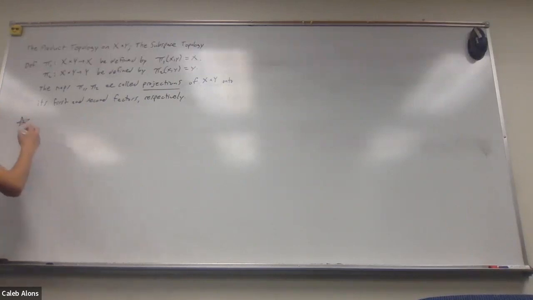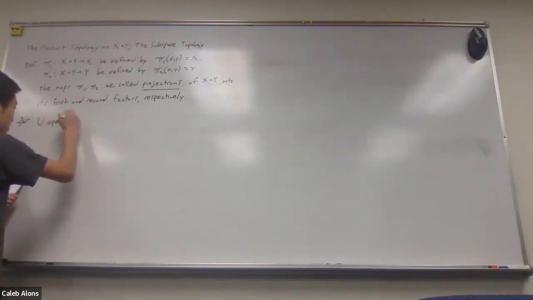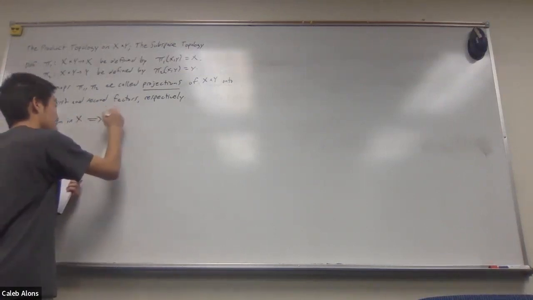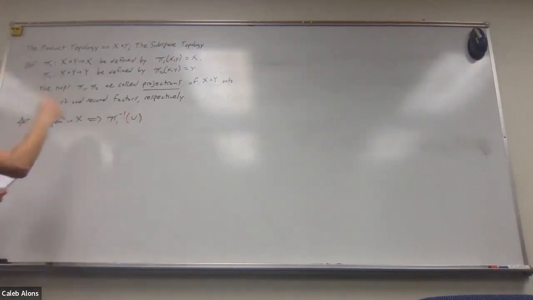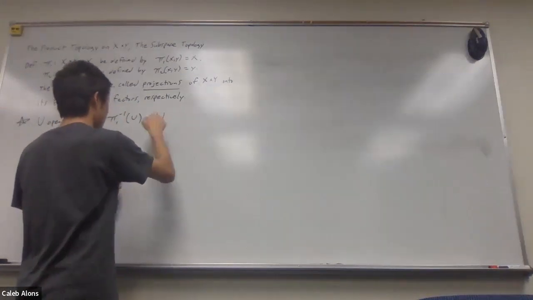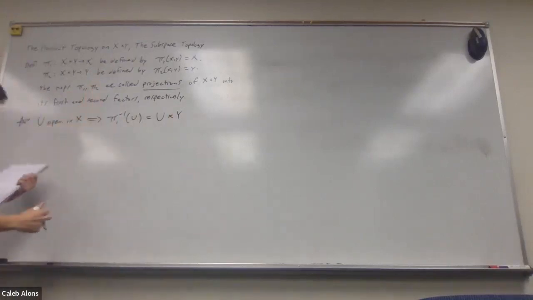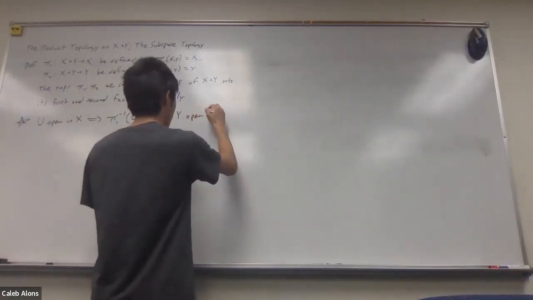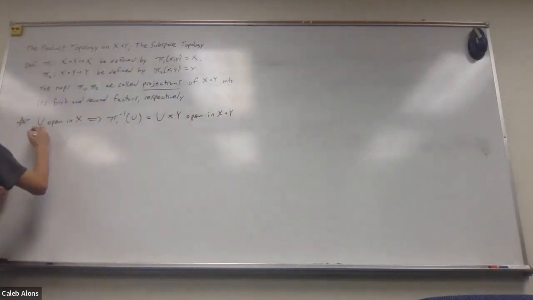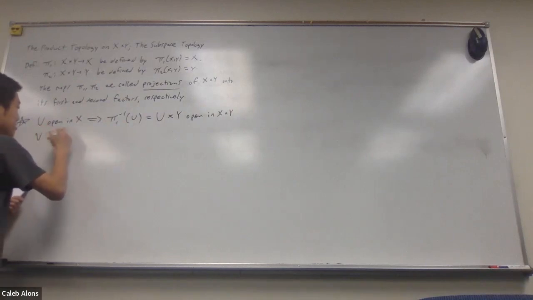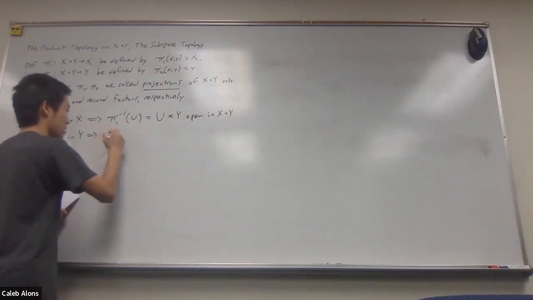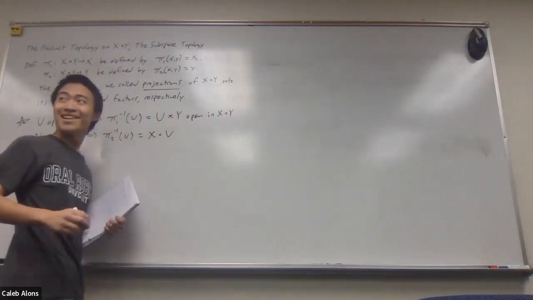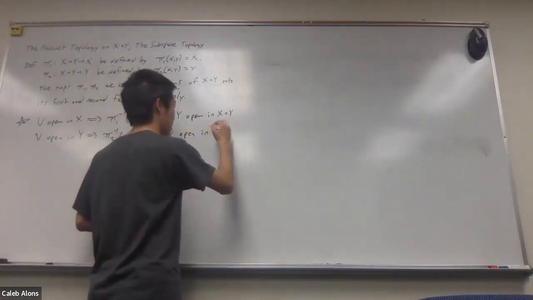So you kind of noted some interesting things. If we have a topology on X and U is open in X, then if we take the inverse image of P1 of U, you get U cross Y in X cross Y. And since U is open in X, then U cross Y should also be open in X cross Y. And then in a similar way, if V is open in Y, then the inverse image of P2 of V is going to just give you X cross V. And that's going to be open in X cross Y as well.